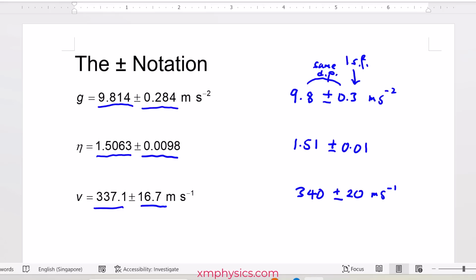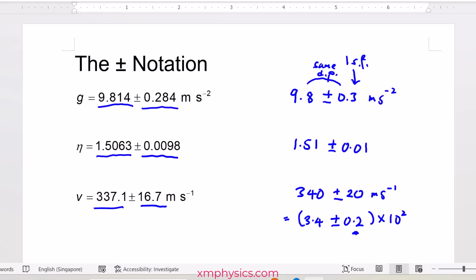Okay, we can improve the presentation further by writing this in index form. So instead of 340, you can write 3.4 times 10 to the power of 2. And then instead of 20, you are going to write 0.2.